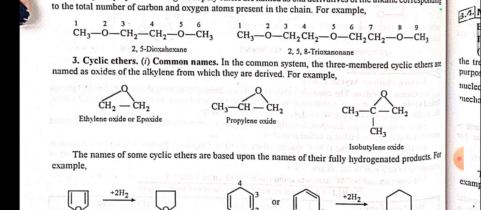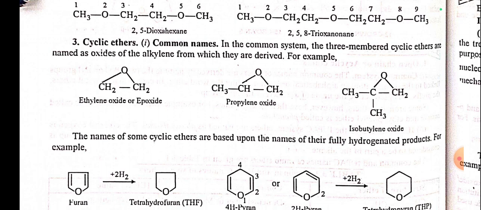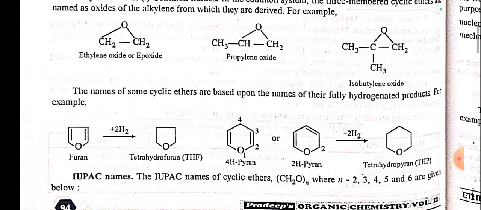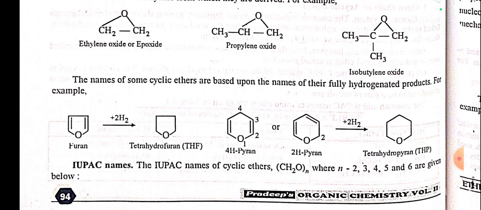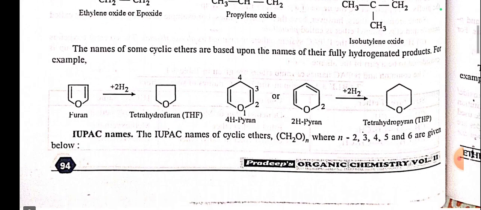Cyclic ethers. Common names. In the common system, the three-membered ring ethers are named as oxides of the alkene from which they are derived. For example, ethylene oxide or epoxide, propylene oxide, isobutylene oxide. The names of some cyclic ethers are based upon the names of their fully hydrogenated products. For example, furan plus 2H2 gives tetrahydrofuran; 4H-pyran, 2H-pyran, tetrahydropyran, THP.